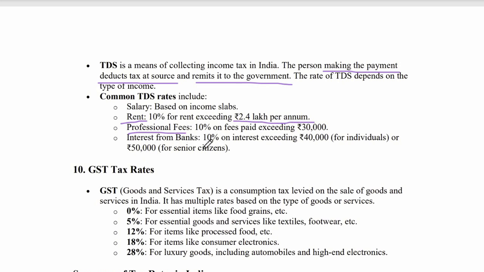Interest from bank, bank will deduct 10% on interest exceeding 40,000 for individuals or 50,000 for senior citizens. So these are the common TDS rates.